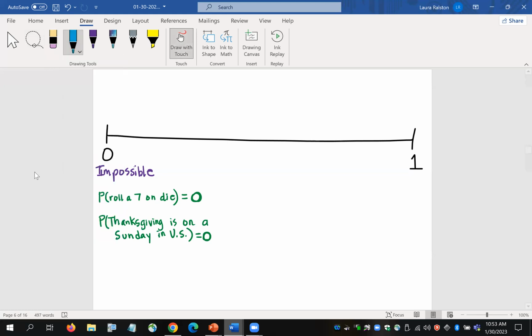On the other extreme, probability of 1 means the event is certain. The event is going to occur regardless of what you do. Probability of 1 or 100% means the event is going to occur regardless of what you do to try to stop it.